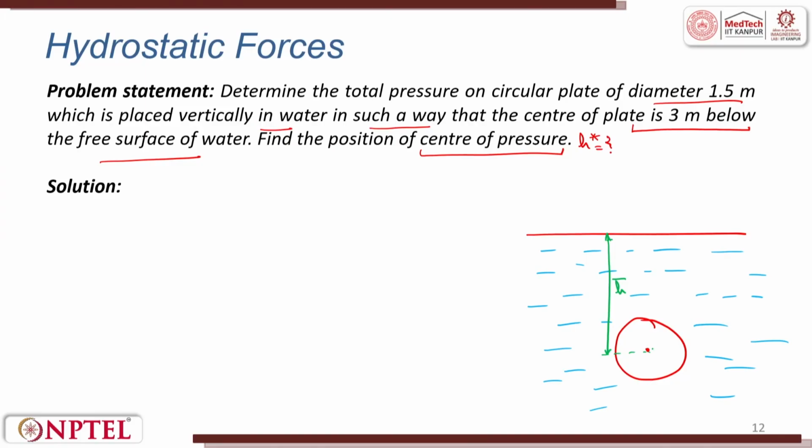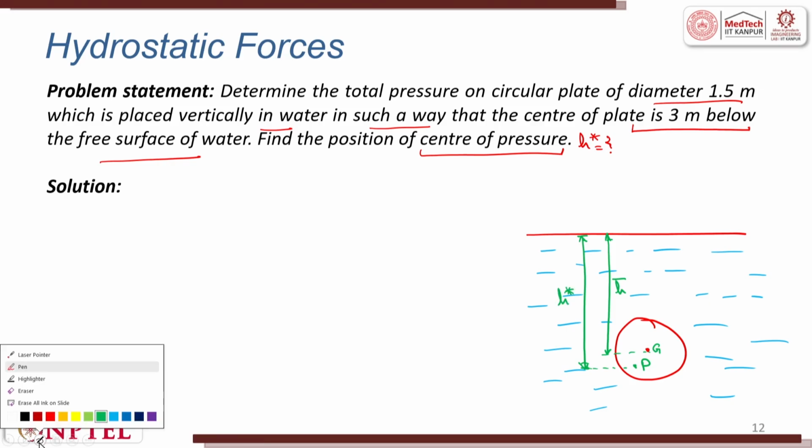Let me locate a point here. Suppose this is my point G. I call this point G. There is another point, let me say P here, point P, that is the center of pressure, and this distance or this difference from the surface to the center of pressure is h star, and this is point P here.